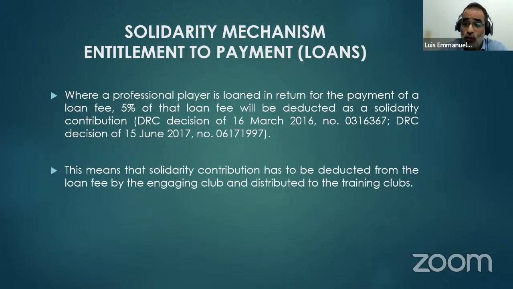And now the treatment of loans, the entitlement to payment. Where a professional player is loaned in return for the payment of a loan fee, 5% of that loan fee will be deducted as a solidarity contribution. It's basically the same treatment as a regular transfer, guys. Anytime there is an amount, even a compensation paid, even in case of a loan, 5% must be deducted by the paying club and distributed between the training clubs of the player. This means that the solidarity contribution has to be deducted from the loan fee by the engaging club and distributed to the training clubs. Basically, that's what it says.